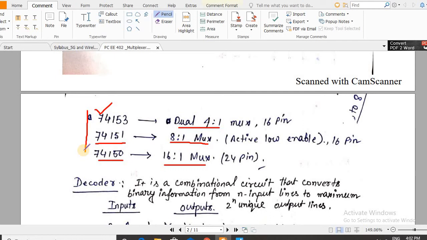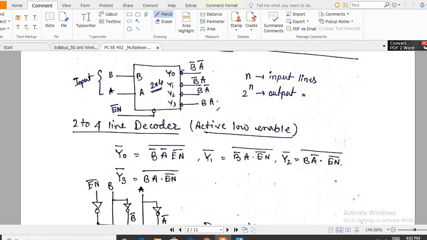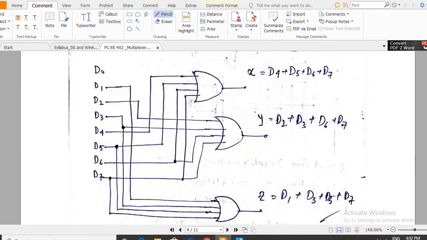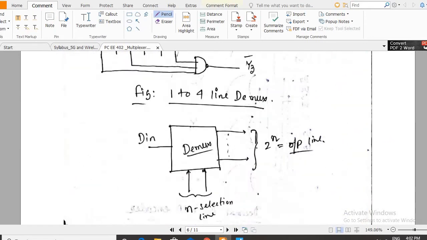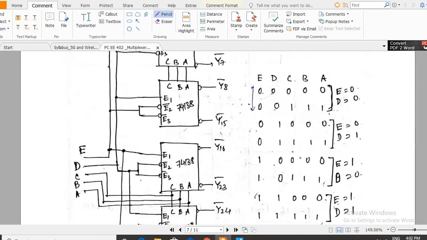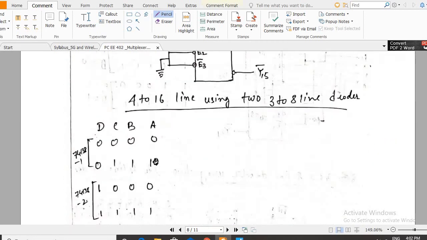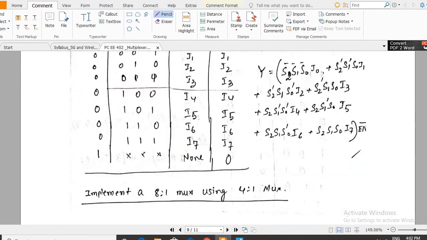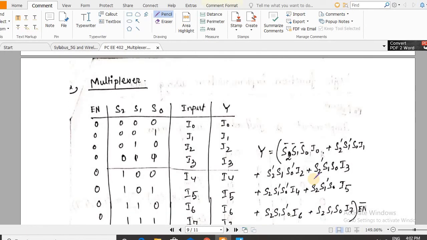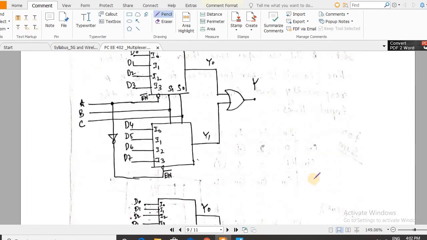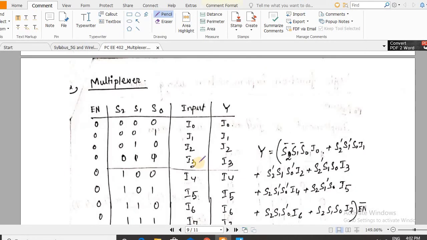So now I will discuss how to design a higher order mux using lower order mux. I will directly go to that part, then I will discuss the decoder portion. This is cascading of the decoder, multiplexer implementation. This is the one problem.